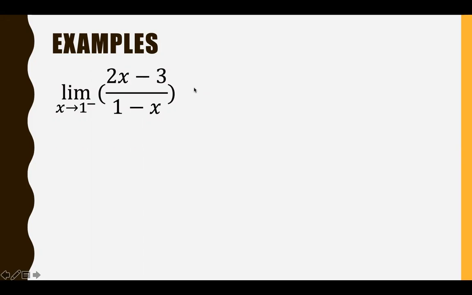as x approaches 1 from the left. So let's solve for the numerator. We have 2x minus 3, so you substitute 2 times 1 from the left, minus 3. If you simplify that, it will be 2 times 1, which is 2, minus 3. And here we go, we have negative 1 as the answer. So negative 1 is our c, and negative 1 is less than 0.